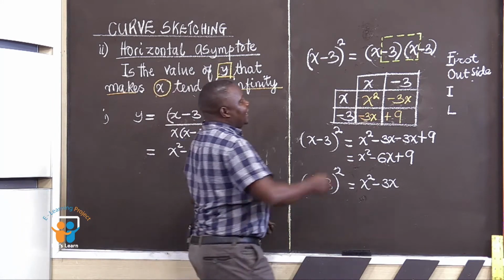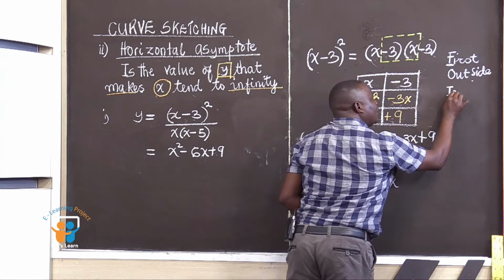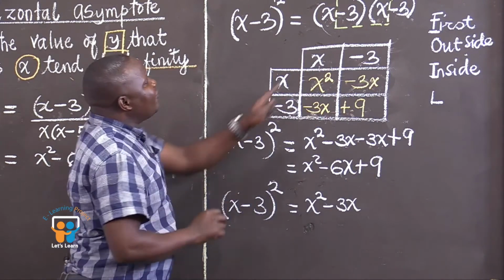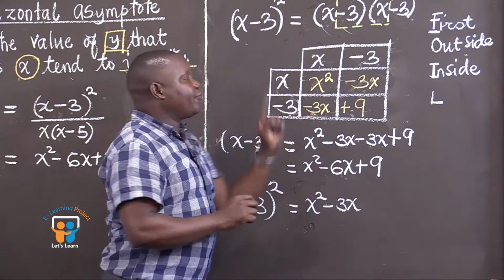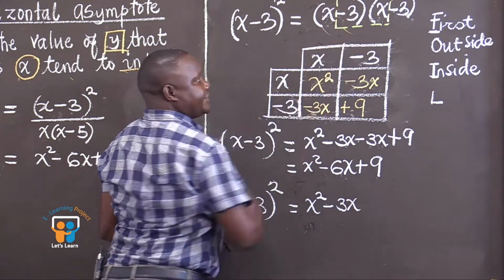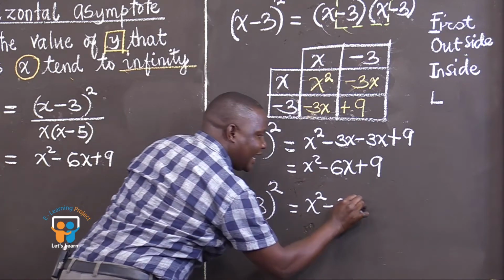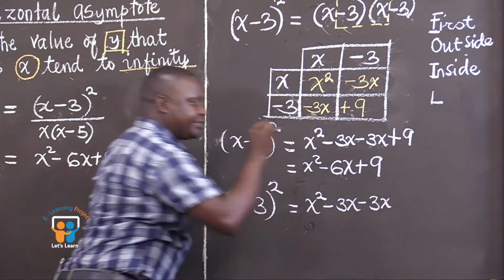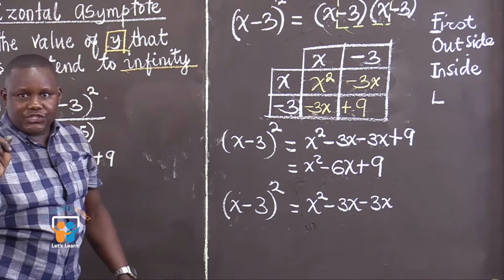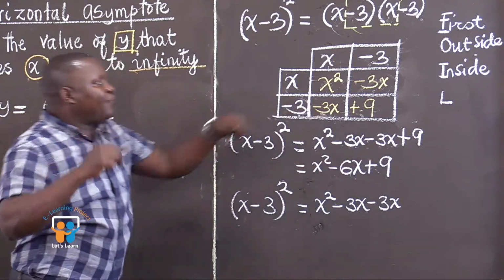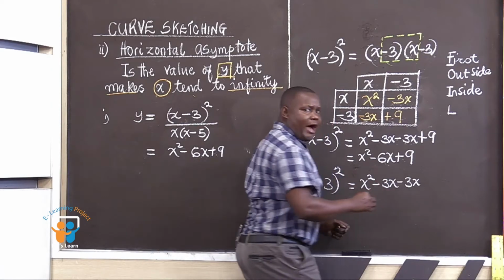Let's move on. The next one, the I, stands for what you call inside. Okay? What do we have inside the box we drew? Of course, we have negative 3 and x. When you multiply the two, negative 3 times x is going to give us negative 3x. I hope you see that we are now getting what we got here, isn't it?